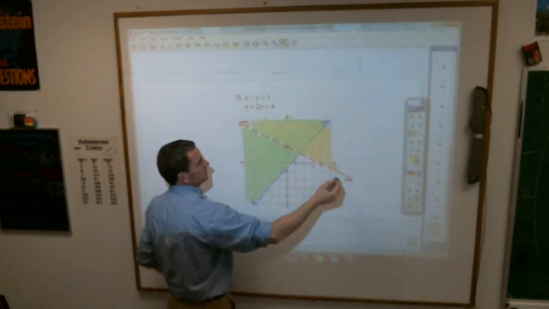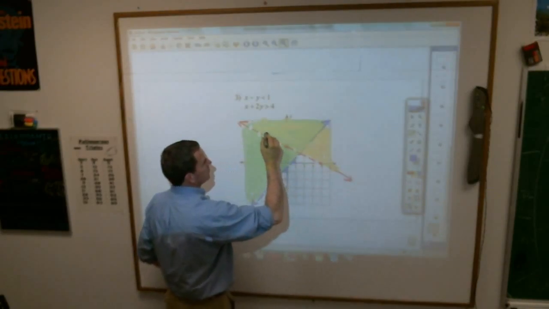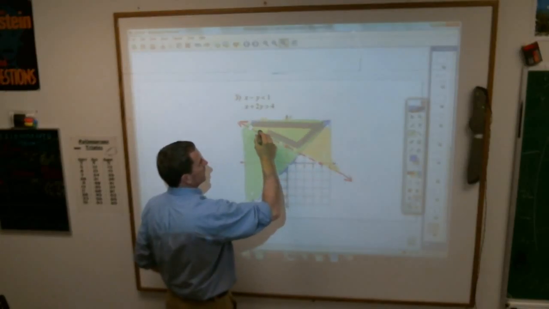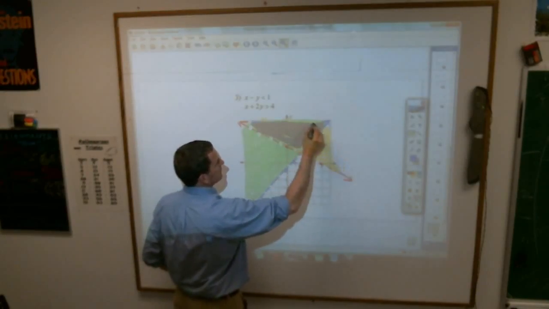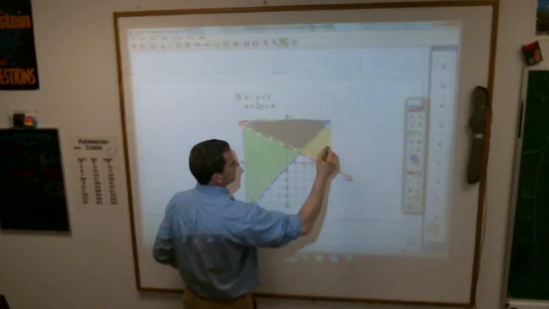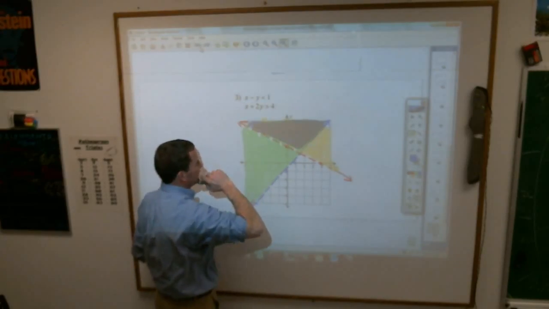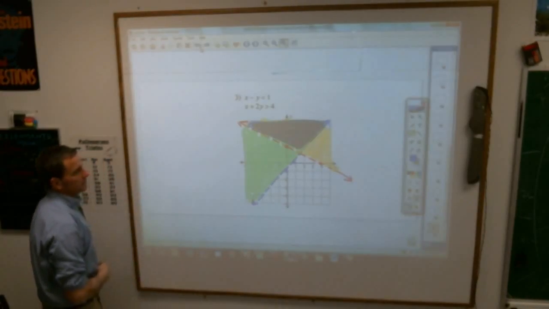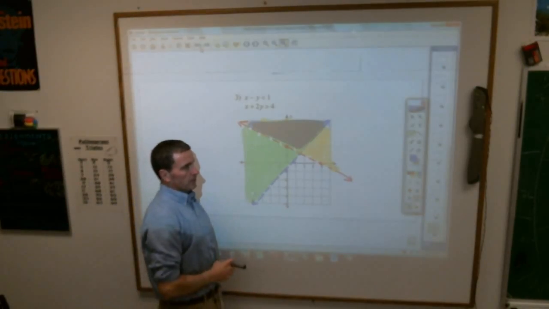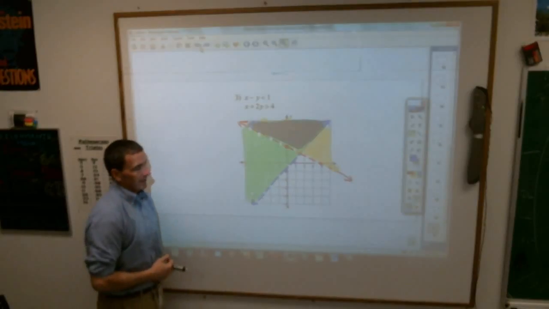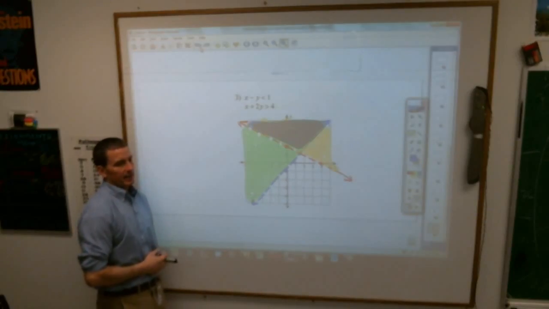Kind of hard to see that, maybe I should have picked a different color. Let's go with blue. Oh yeah, that's a blue color. That would be your overlap right there, that little section up there. Correct? How many people got that? Who missed the first part because they didn't change the inequality sign?